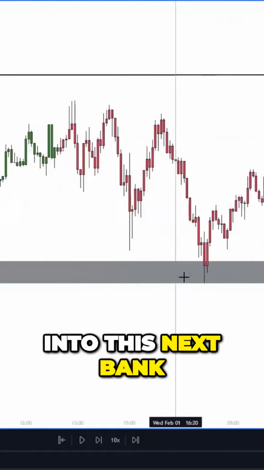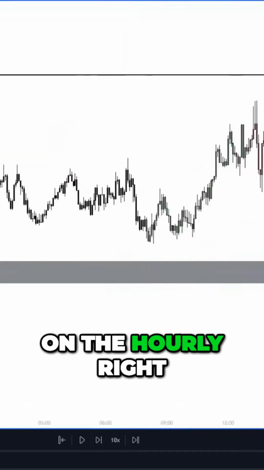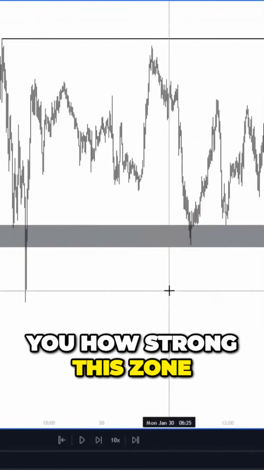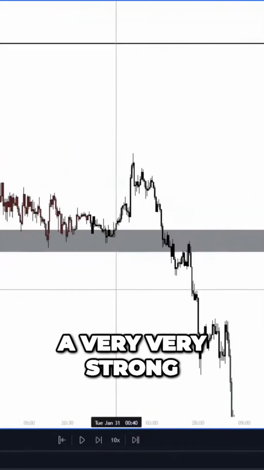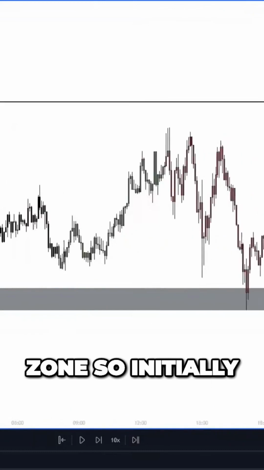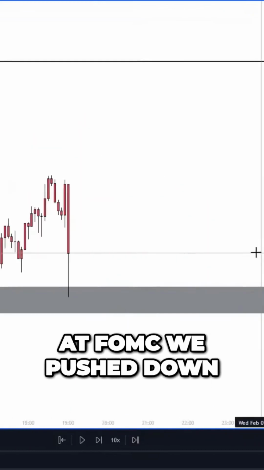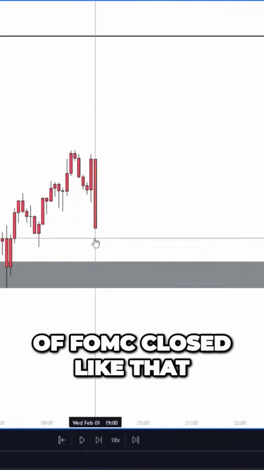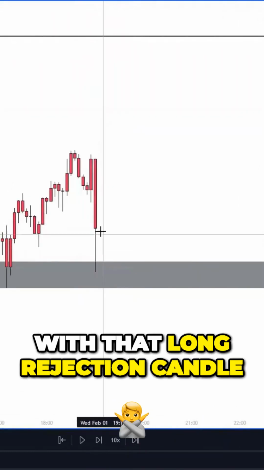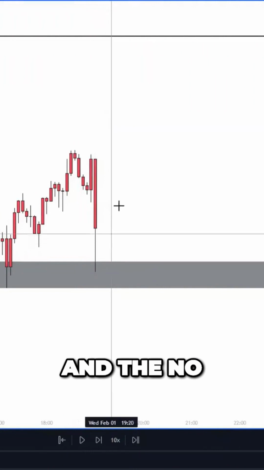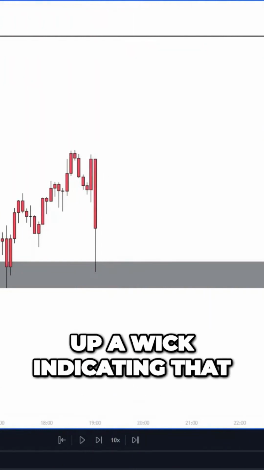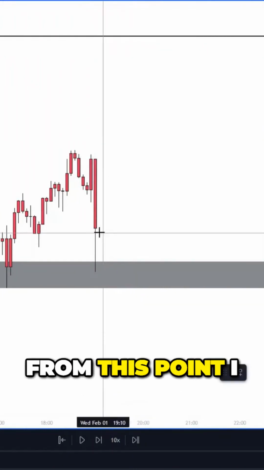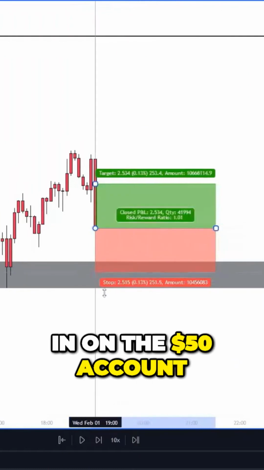So we pushed down into this next bank zone. If I was on the hourly right now, I'd show you how strong this zone is for US session. This is a very, very strong zone. So initially at FOMC, we pushed down into that zone. And then the first 5-minute of FOMC closed like that with that long rejection candle to the bottom and the no upper wick indicating that we were going to flip. So it was actually from this point, I believe, that I got in on the $50 account.